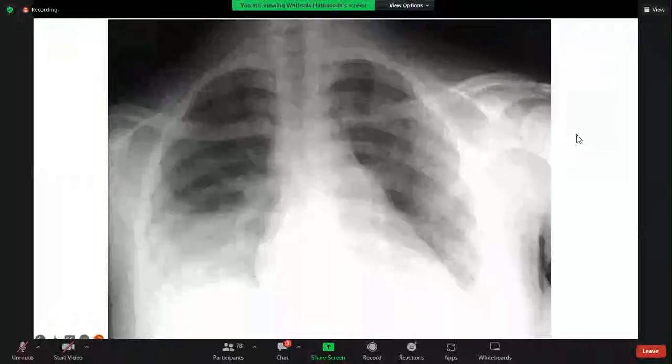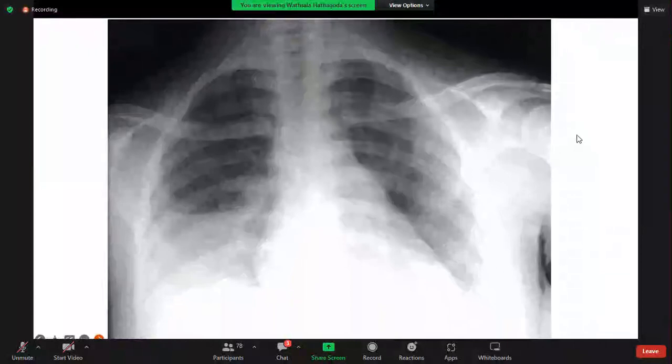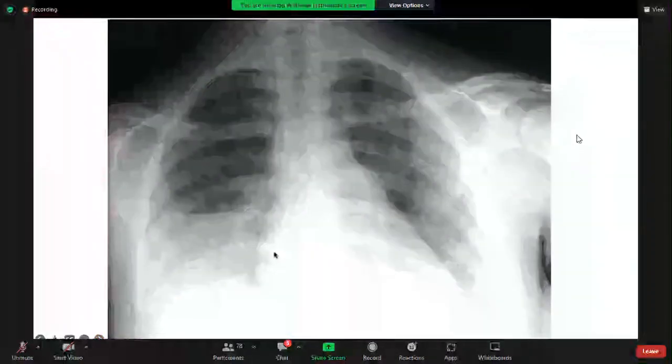It's not a very good quality X-ray, but still you can see. So what can you see? It's right lower lobe pneumonia. Okay, yes. Can this be an effusion? How to differentiate a consolidation from an effusion?